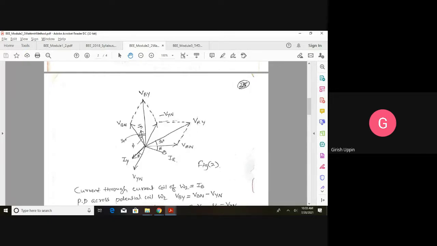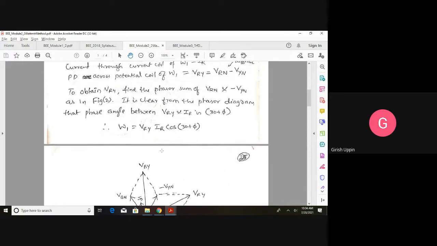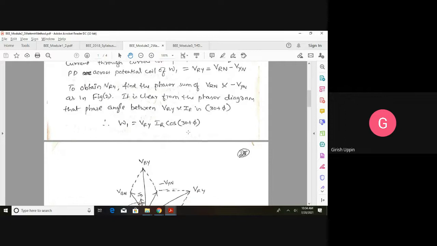What is the angle between them? You can see this is 30 degrees. Why is this 30 degrees? This angle is 120 degrees, and this angle is 60 degrees, and VRY will bisect the 60 degrees into 30 degrees. So the angle between VRY and IR is 30 plus phi. That is how we get the equation. It is clear from the phasor diagram that the phase angle between VRY and IR is 30 plus phi. That's why wattmeter 1 reading is equal to VRY into IR into cos of 30 plus phi. Very important formula you have to remember.